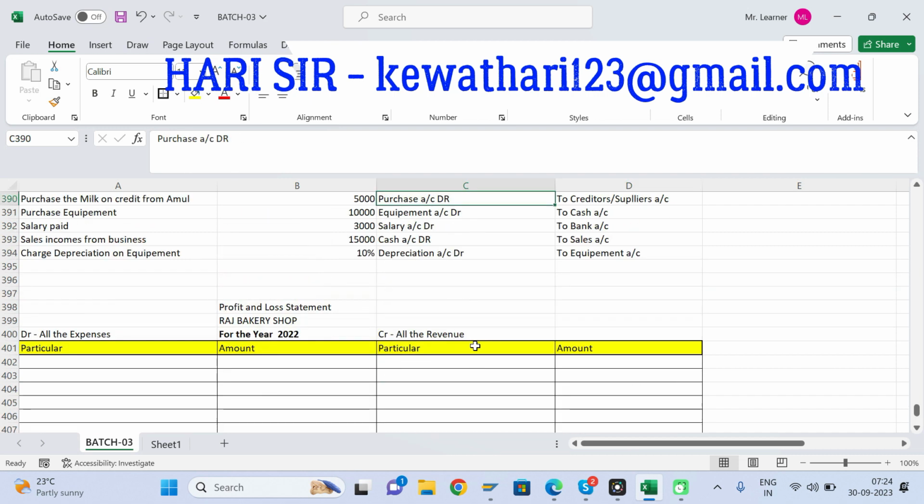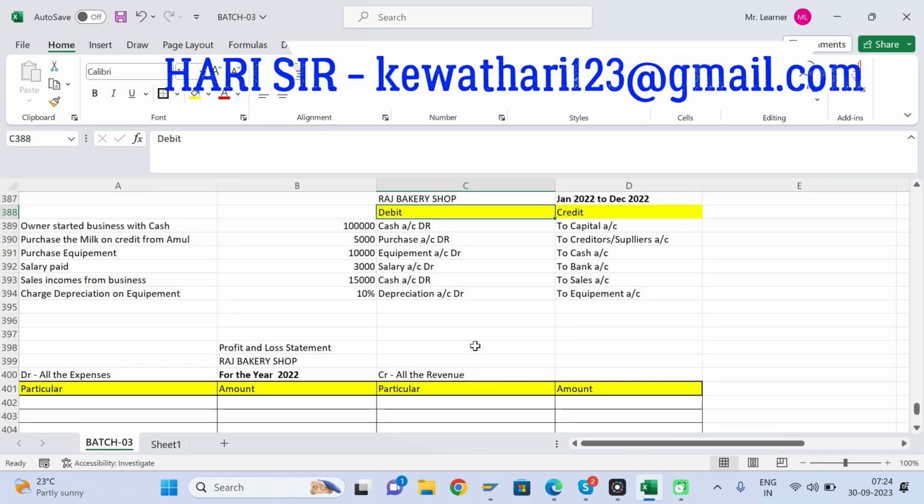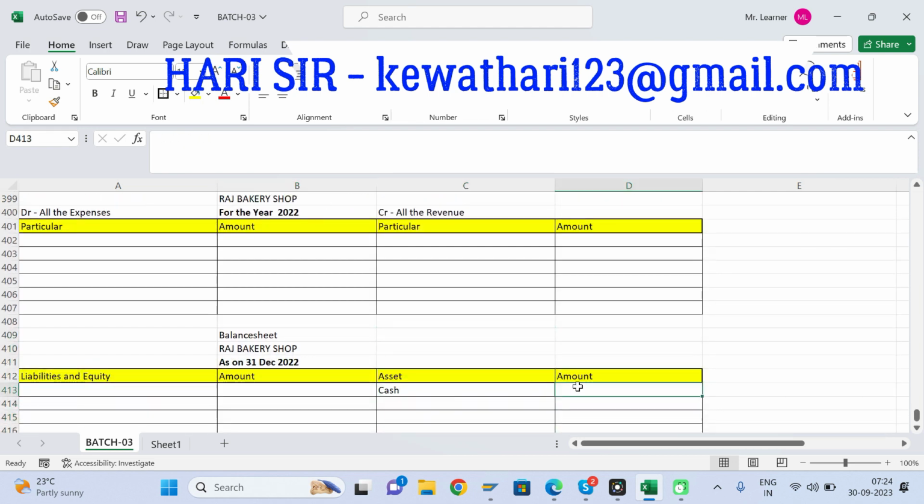Okay. So here 1 lakh rupees, right? So cash account debit 1 lakh and capital account 1 lakh. So put here 1 lakh rupees this side, and capital is your liabilities. So put capital this side, 1 lakh rupees. Anybody has any doubt in this first one?